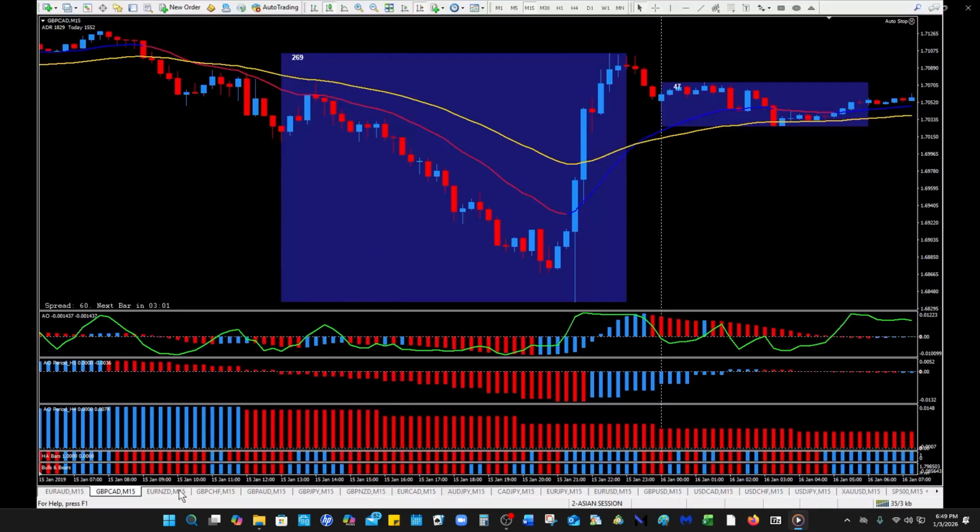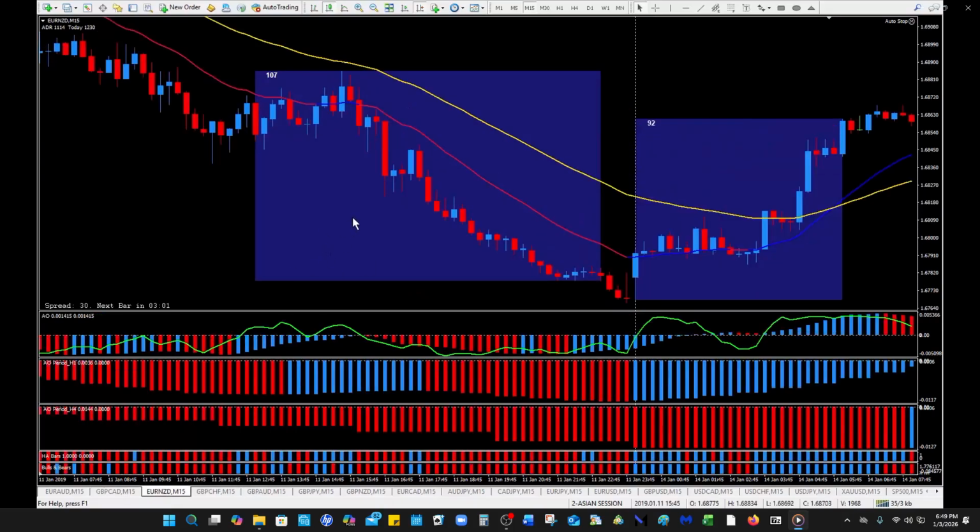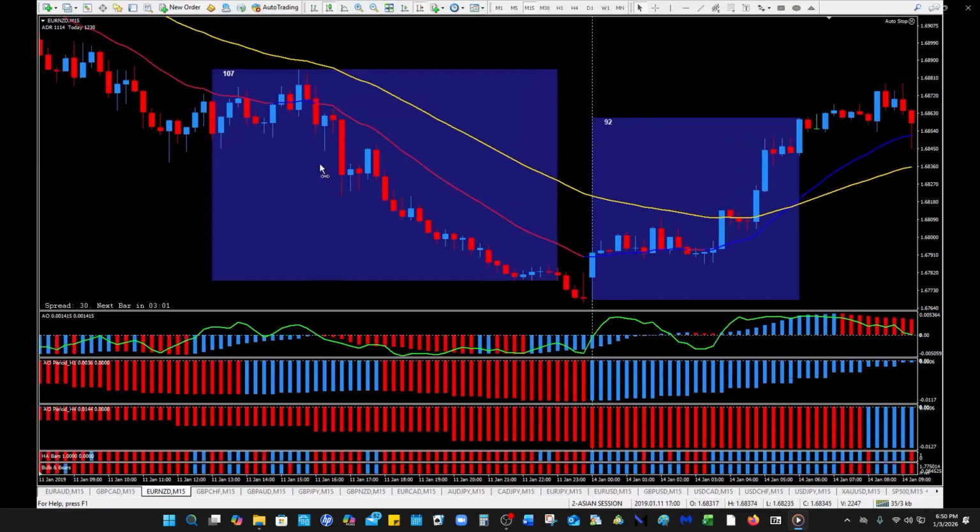Okay, let's go on to the Euro New Zealand. There's a lot of pairs here, and I'm also going to show just a couple of futures like gold and the S&P 500. I just want to show you that it works on everything that has candles attached to it. Anything and everything you can trade. So here's another sell example.